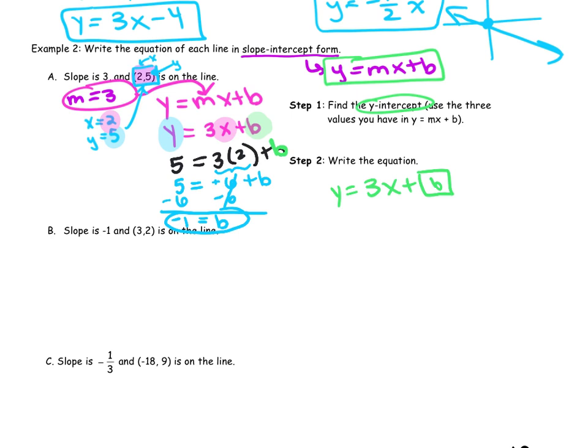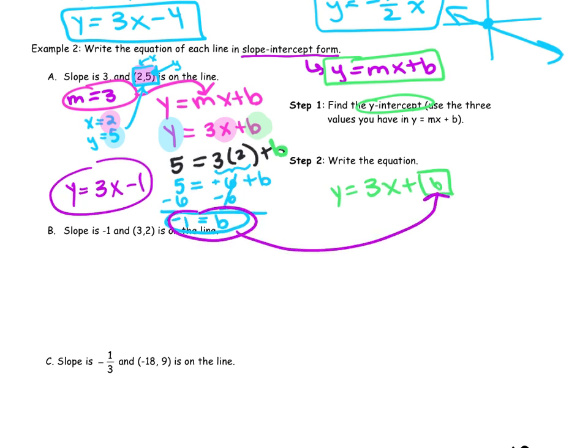So I have my equation of the line. y equals 3x minus 1. Because look, there's b. It's -1. So we can replace this with a -1. Okay, so again, we use our slope-intercept form of the line, and then we plug the point in for x and y. So let's do another one like this together.